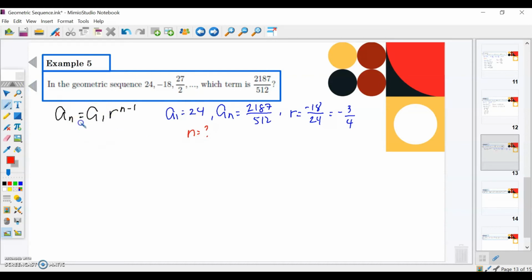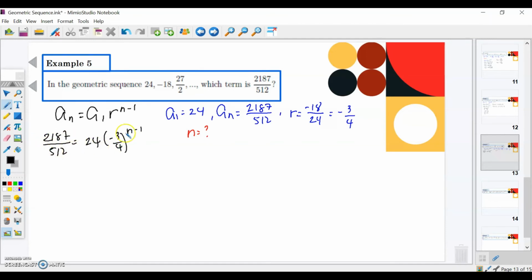So in the formula, we're going to replace all the variables with the given values. So we'll have a sub n is 2,187 over 512, a sub 1 is equal to 24, r is equal to negative 3/4. Then we retain n minus 1 since we're looking for the value of n.